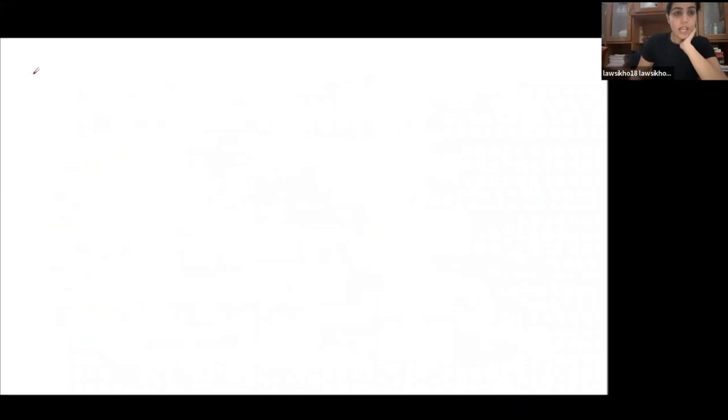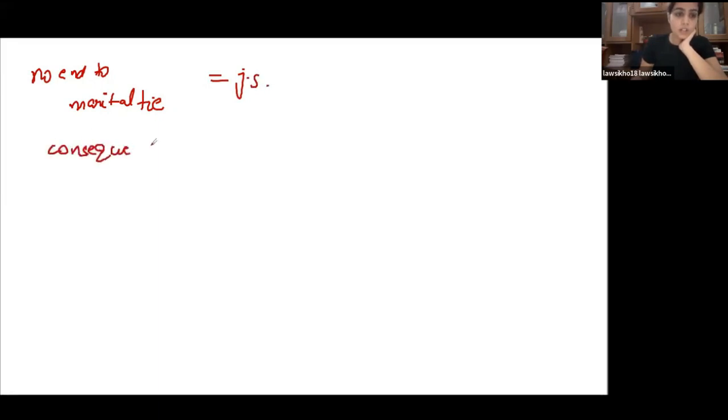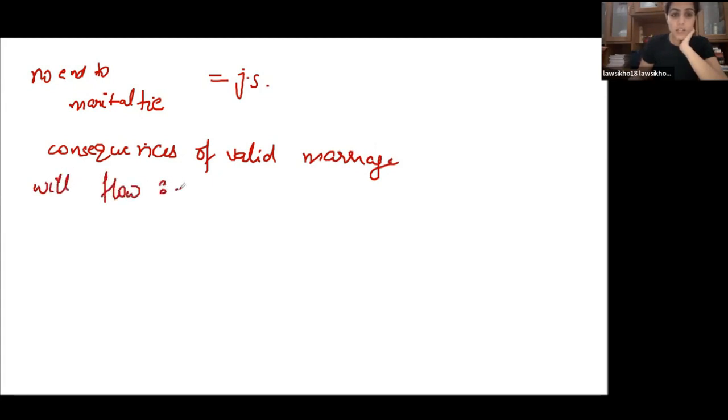Let's move. There is no end to marital tie in judicial separation. So this means consequences of valid marriage will flow. What does this mean? If any child is born between this period when the judicial decree is still in force, the child would be legitimate one.